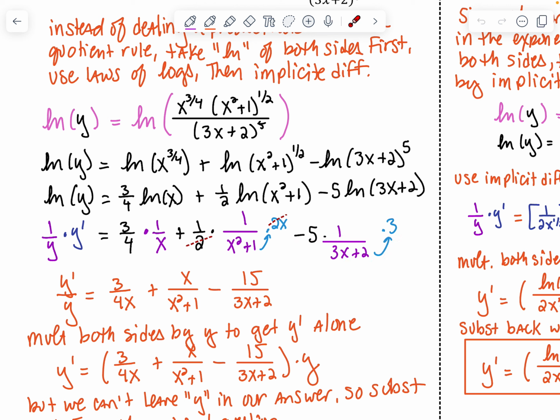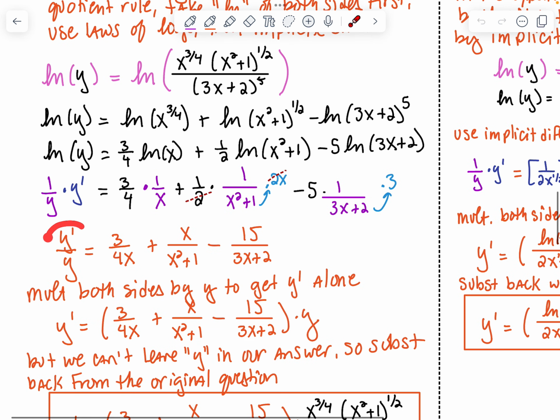So at this point, I've got my derivative and it looks pretty good, but here's the problem. Remember, we're trying to find just the derivative. I need y prime alone by itself on the left. So I want to get rid of this denominator of y. So if I multiply both sides by y, the y prime will be alone, right? The y's will cancel off on the left, and when I multiply on the right, it's still there.